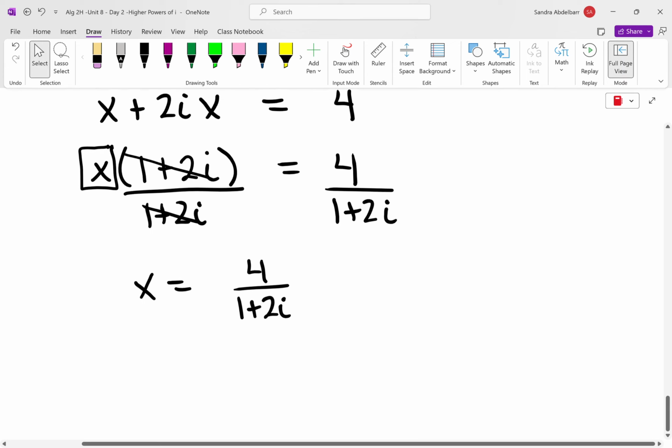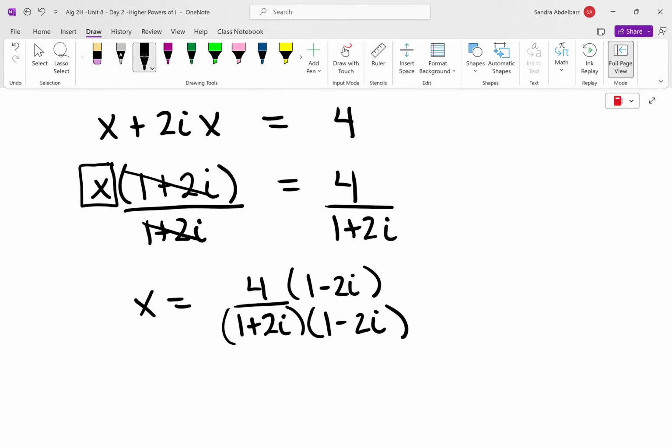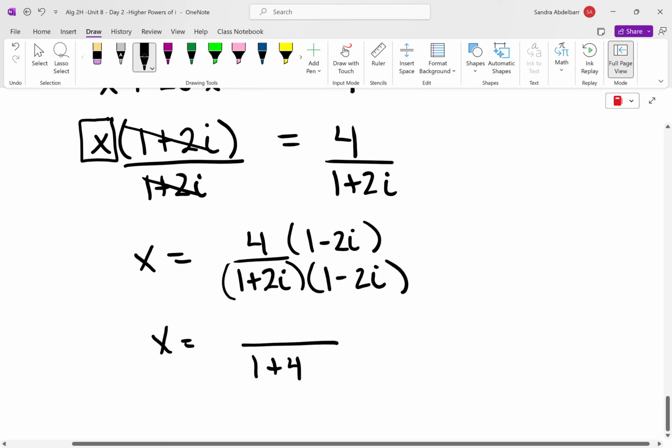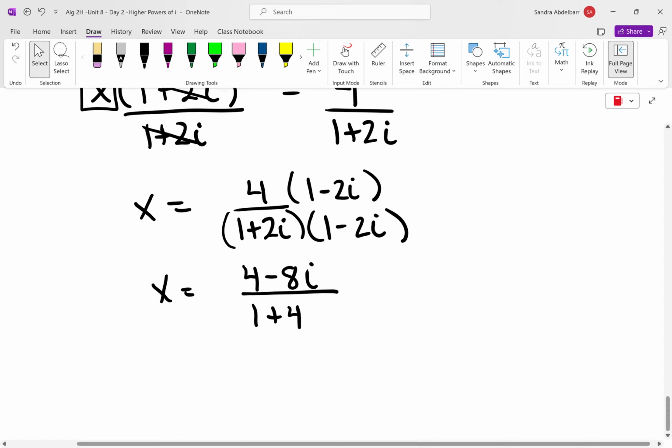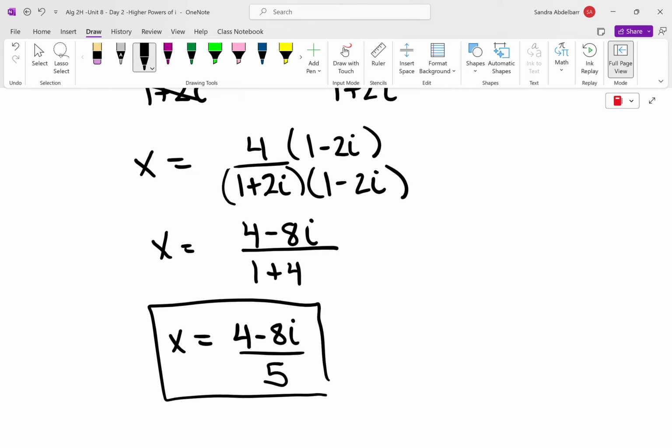Can I leave my answer like this? No, we need to rationalize, so we will multiply by its conjugate. So in our denominator, we're going to get an a squared, which is 1, plus b squared, which is 4. And in my numerator, because nothing will be able to simplify, I'm just going to distribute it in. So we get 4 minus 8i. So x will equal 4 minus 8i over 5.